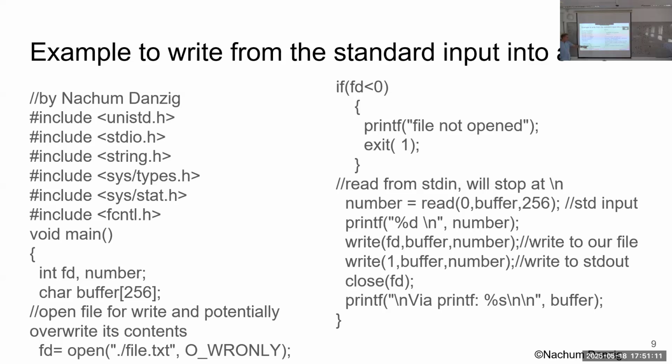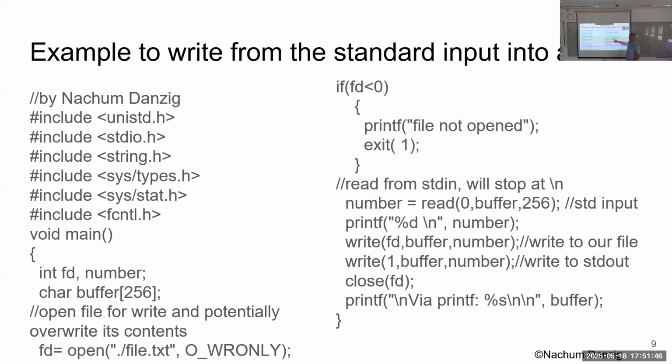Buffer. Open a file for write and potentially overwrite its contents, because I just did write only, I didn't do append. And I opened the file. I didn't define the mode because I don't care, I'm using the default mode, and the default mode will let me write. FD, check that FD actually succeeded. Now read from the standard input, which is the keyboard. We'll stop at the return line, the enter. So I do it like this, read.